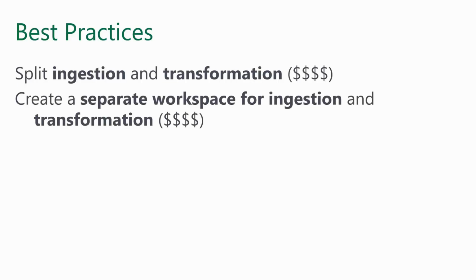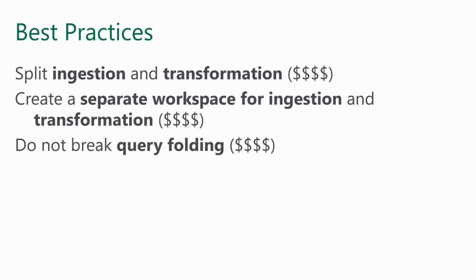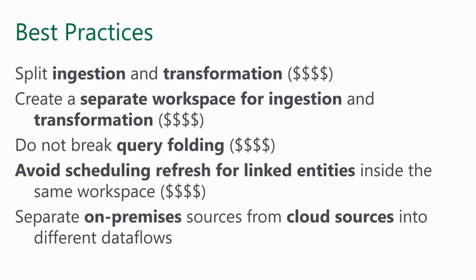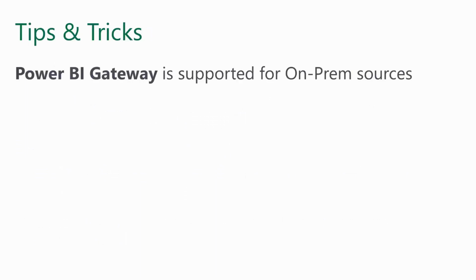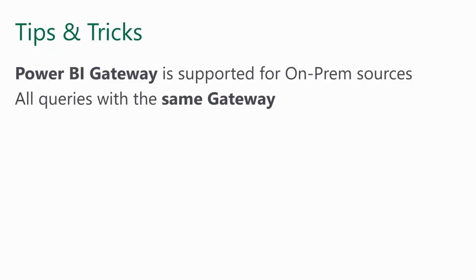Try to separate workspaces for ingestion and transformation, and try not to break query folding. So try to push predicates into the sources every time. This will make your query faster. And try to separate dataflows that pick up data from on-premises sources from dataflows that pick up data from cloud sources. Some other tips and tricks. You can use the on-premises data gateway, so you can pick up data from on-premises.